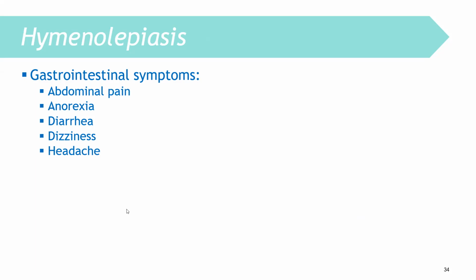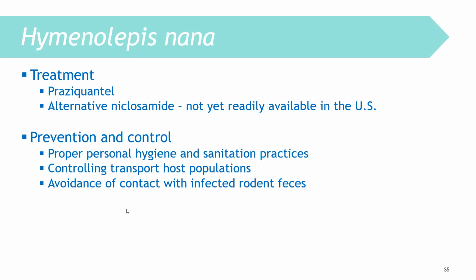Okay, so these are the symptoms: abdominal pain, anorexia, dizziness, and headache. For the treatment, it is no other than the use of praziquantel as the drug of choice. Alternative drug, however, it is not available in the USA, is nicotinamide. Prevention and control involves proper hygiene and sanitation practices and avoidance of contact with infected rodents' feces.